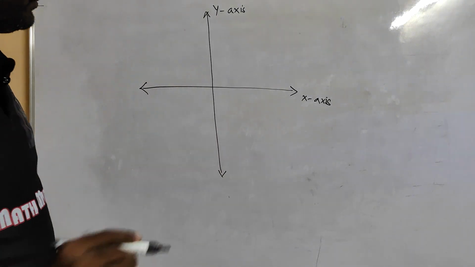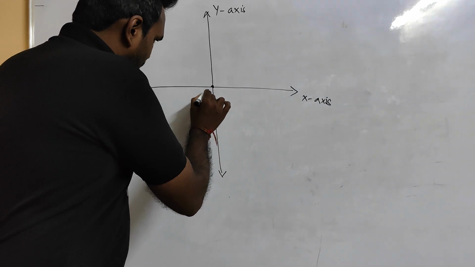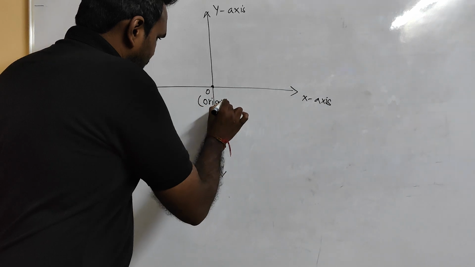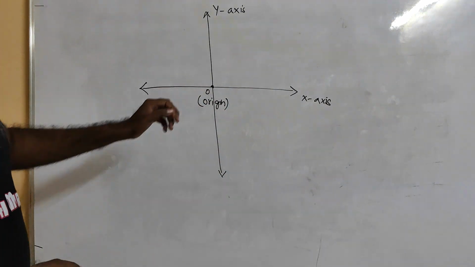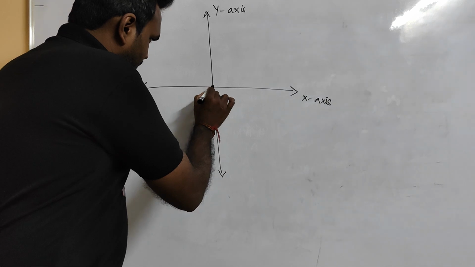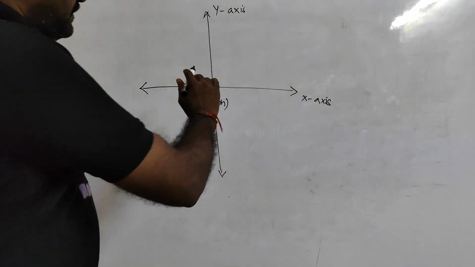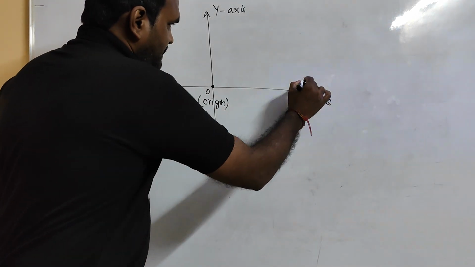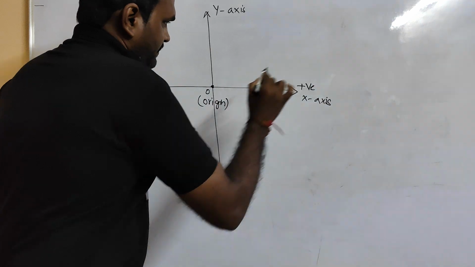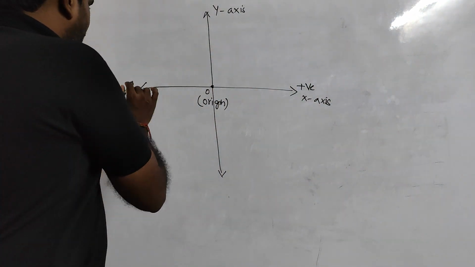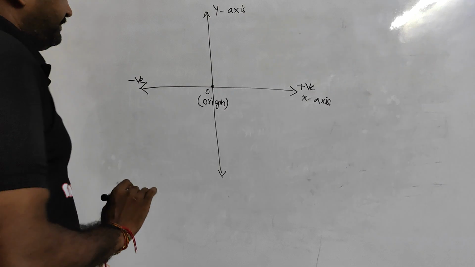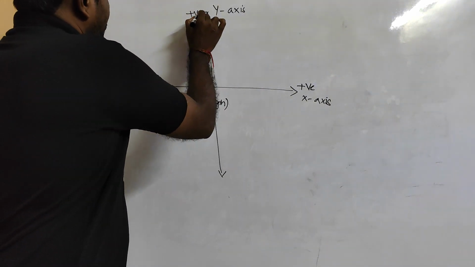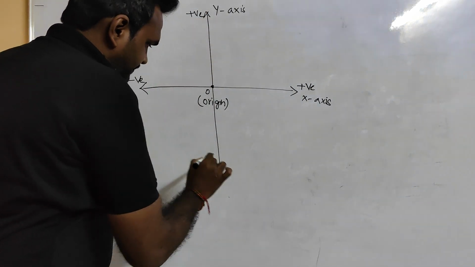The x-axis and y-axis both meet at one point. This is called O. We will call it the origin, and we will mention it with O. From the origin, the right side is always positive, that means the positive x-axis. The left side of the origin is the negative x-axis. Likewise, the top of the origin is positive and the bottom of the origin is negative.